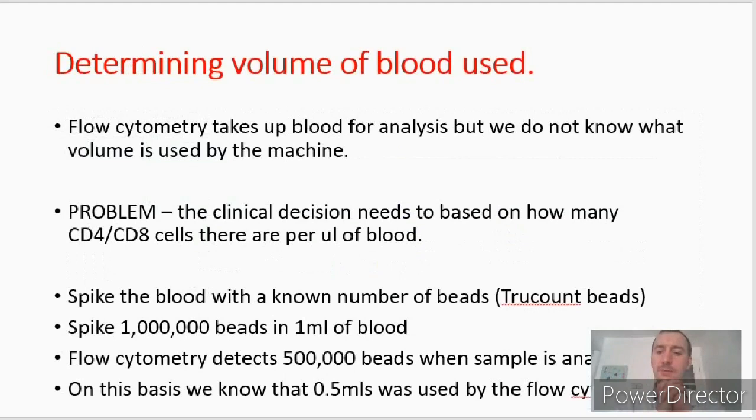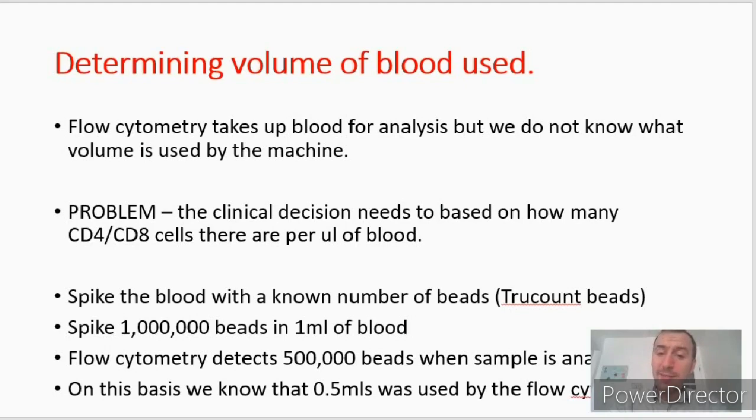In terms of determining the volume of blood used, this is an important factor we need to consider because determining the volume of blood that's been used by the flow cytometer is critical to establishing the amount of CD4 and CD8 cells per volume of blood, and to enable us to compare to guidelines that are provided on this. So the flow cytometer itself takes up blood for analysis, but the difficulty is that when the flow cytometer takes up the blood for the analysis, there's no way of determining what volume was taken up by the machine. So this creates a problem because the clinical decision needs to be based on how many CD4, CD8 cells there are per microliter of blood. So, as I said, we need to determine the volume of blood used by the flow cytometer. Well, how do we do that?